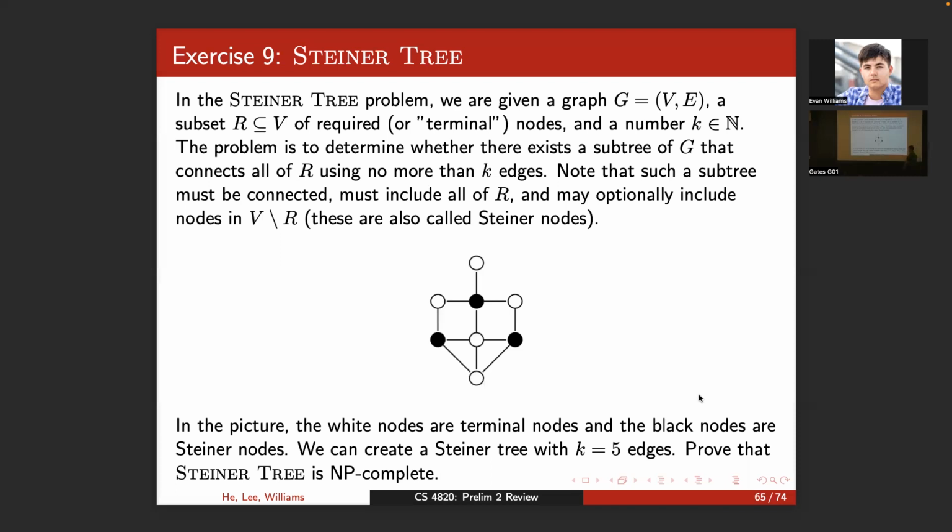So before you go about proving NP-completeness of this problem, there are a couple versions of this problem that are tractable in polynomial time, right? So for example, what if K equals N? What problem does this reduce to that you've already seen?